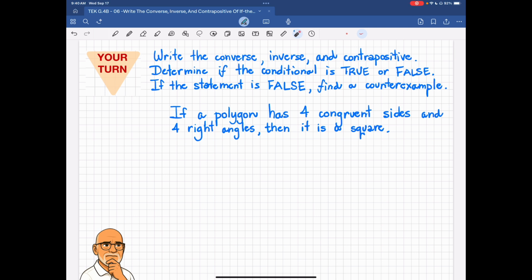Now, you may check your answers on the next slide. So please pause the video and complete your work, and when you're finished, press play to continue.